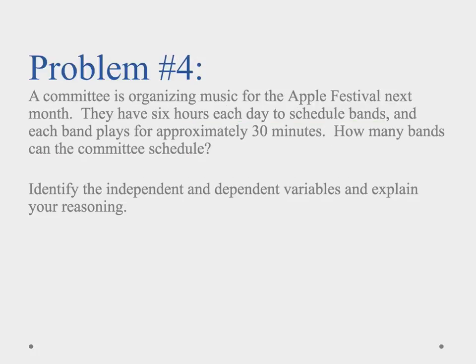All right, our last problem on the video says a committee is organizing music for the Apple Festival next month. They have 6 hours each day to schedule bands, and each band plays for approximately 30 minutes. How many bands can the committee schedule? Identify the independent and dependent variables and explain your reasoning. So there's clearly 2 things that are changing in this problem. That's the first thing that you need to identify. What are the 2 variables in this problem? And secondly, how can you justify the independent and dependent variables?